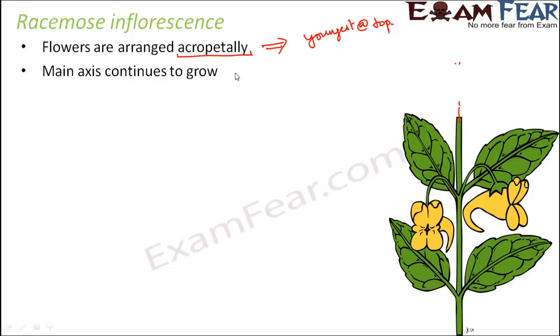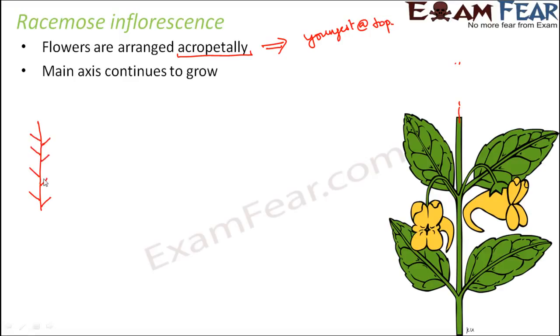Here the main axis continues to grow because the main axis will never bear a flower; it will not terminate into a flower. The flowers will always be arranged here and there on the main axis. Let us look at some examples of racemose arrangement. It is something like this. If this is my floral axis, you can have flowers in this fashion.